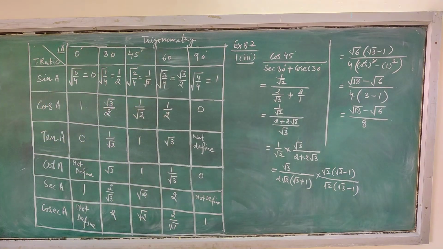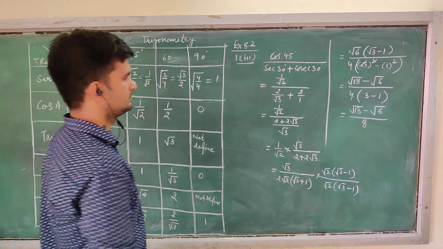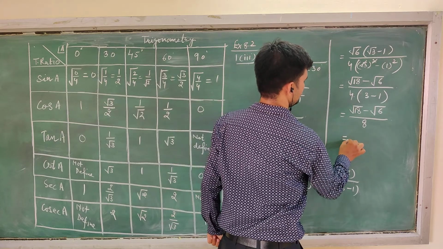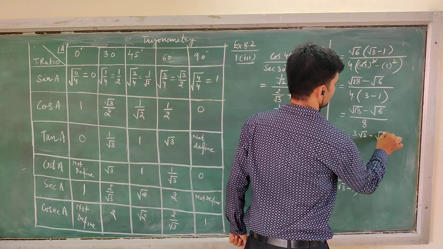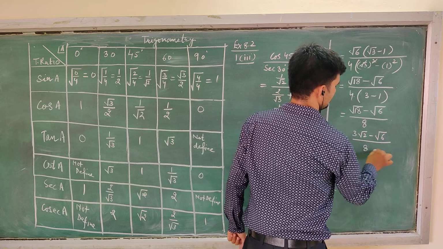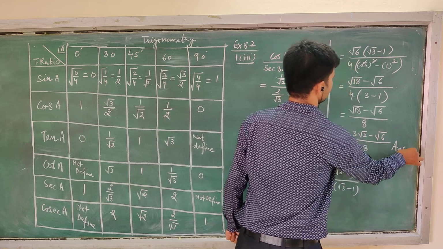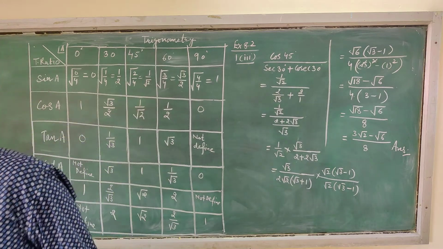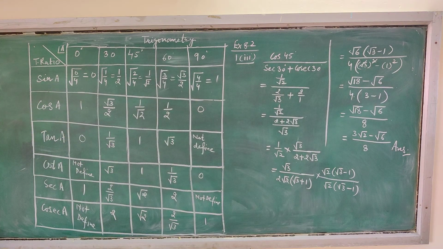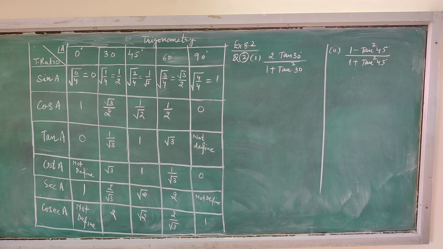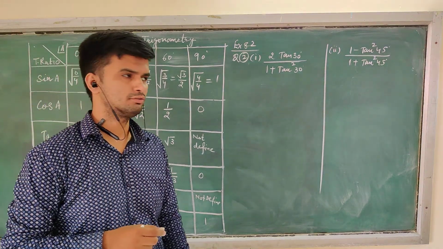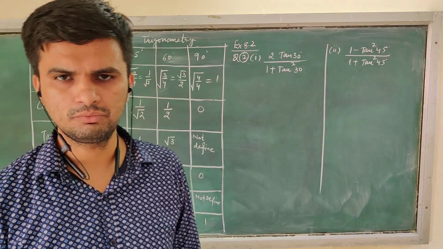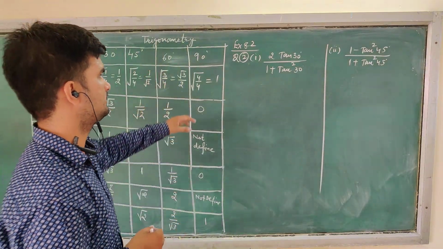Right? So we can write this root 18 as 3 root 2, minus root 6, as it is, upon root 8. So this will be our answer. Solution of the remaining part of the first question you can see in the description box of this video. Now come to question number 2.